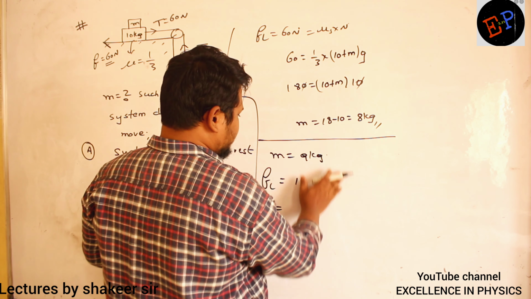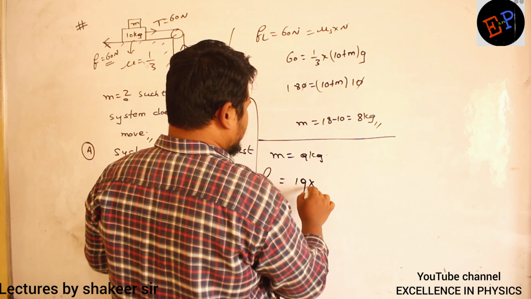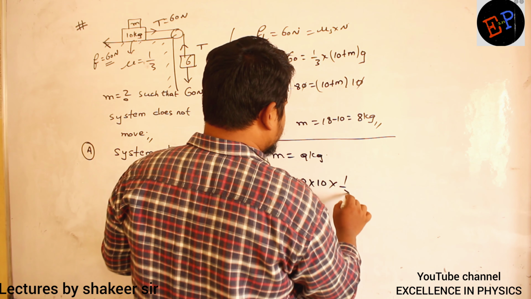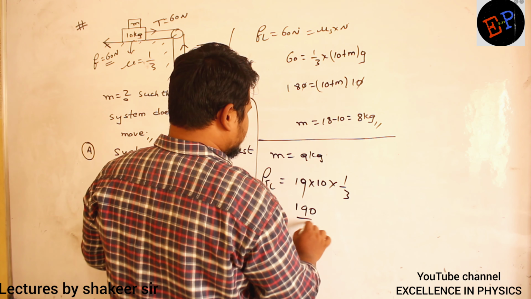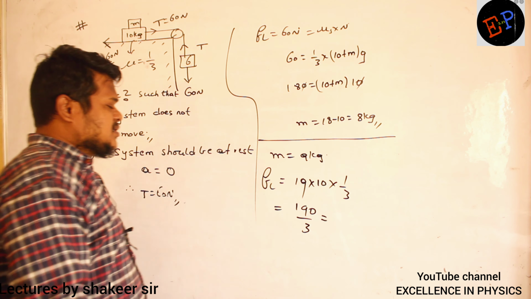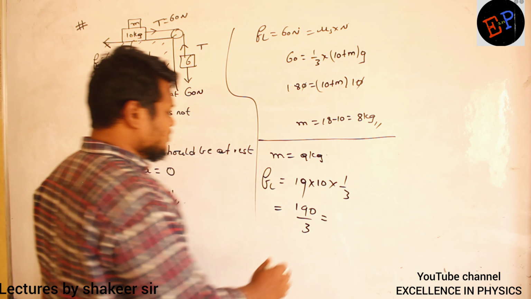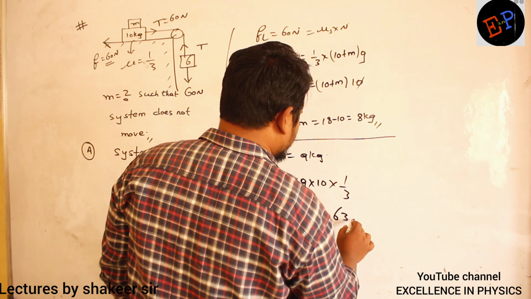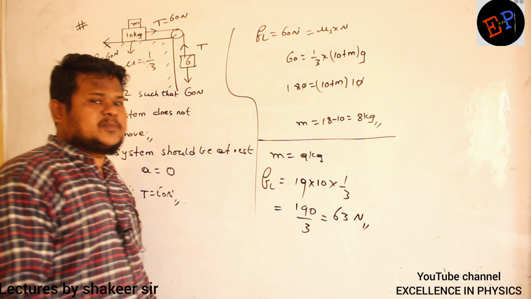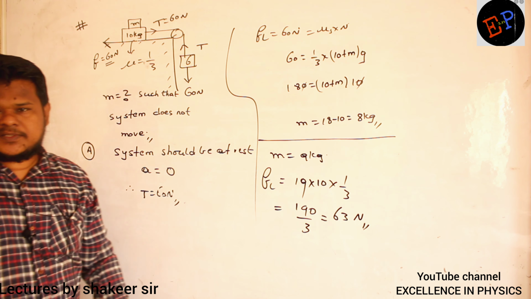Into g, I forgot. No? So, into 10 into 1 by 3. So, 190 by 3. 6 3s are 18, no? Ma? So, 63 Newton, approximately. 63.3 Newton. Are you able to understand?